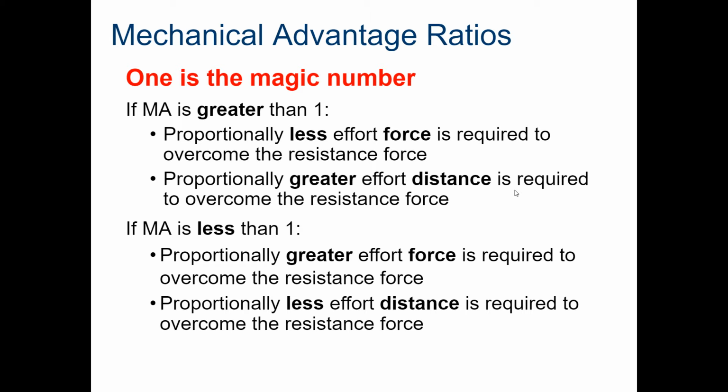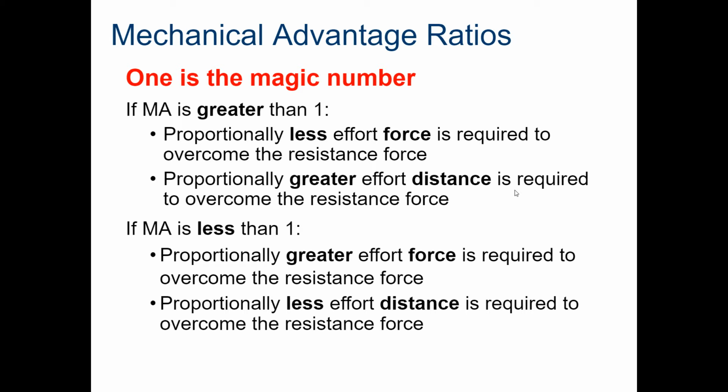If our mechanical advantage is greater than 1, less effort is required to overcome the resistance. Now the trade-off is your effort: a greater effort distance is required to overcome the resistance, like that inclined plane example. But if your mechanical advantage is greater than 1, it's going to be easier to move something. It's going to make your life easier.